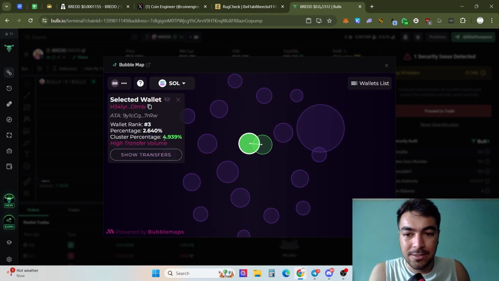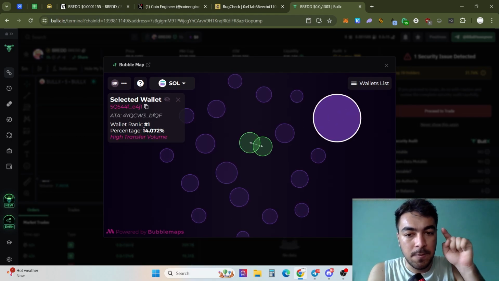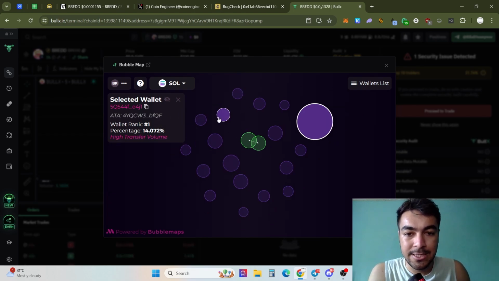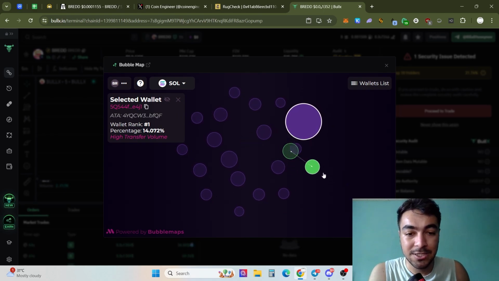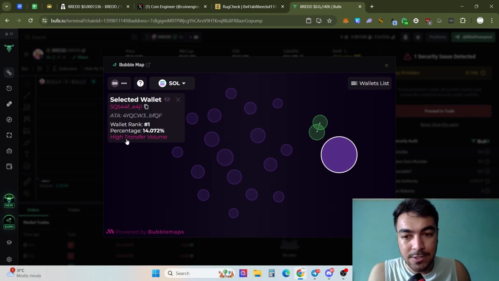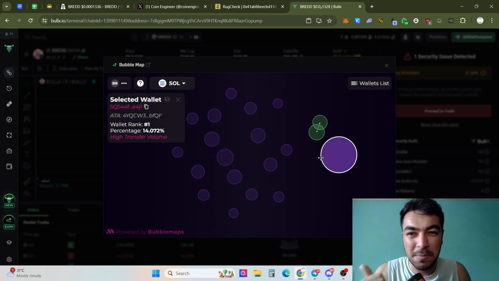And for example, look at the little clusters. In total, they are equivalent to 5%, and the big bubbles contain 15% of total supply. That's absolutely dangerous, and there is high transfer volume. For example, if you see there is no connection between these wallets, just a few have connections, and we have just a big balance. But you should definitely take a look at high transfer volume, and we detected that this wallet has a high volume of transfers. That means it can be dangerous.